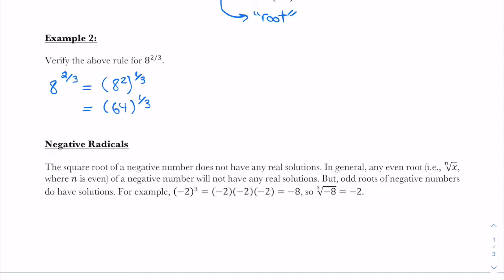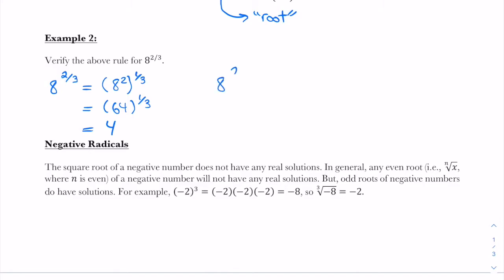And this is just like what we did in example 1 now. What number multiplied by itself 3 times gives you 64? Evaluating this on your calculator will give you 4. Let's try this again using the reverse order.